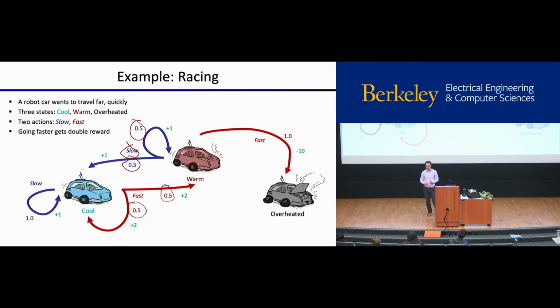Okay, make sense? Then there's a couple of states, like if we're in the warm state and we go fast, 100% probability that we overheat. If I'm in the cool state and I go slow, we definitely stay in the cool state. So these don't all have to be stochastic. Some of them can be deterministic. That's okay. Okay, so this model is a graph, so we can draw the MDP as a graph.